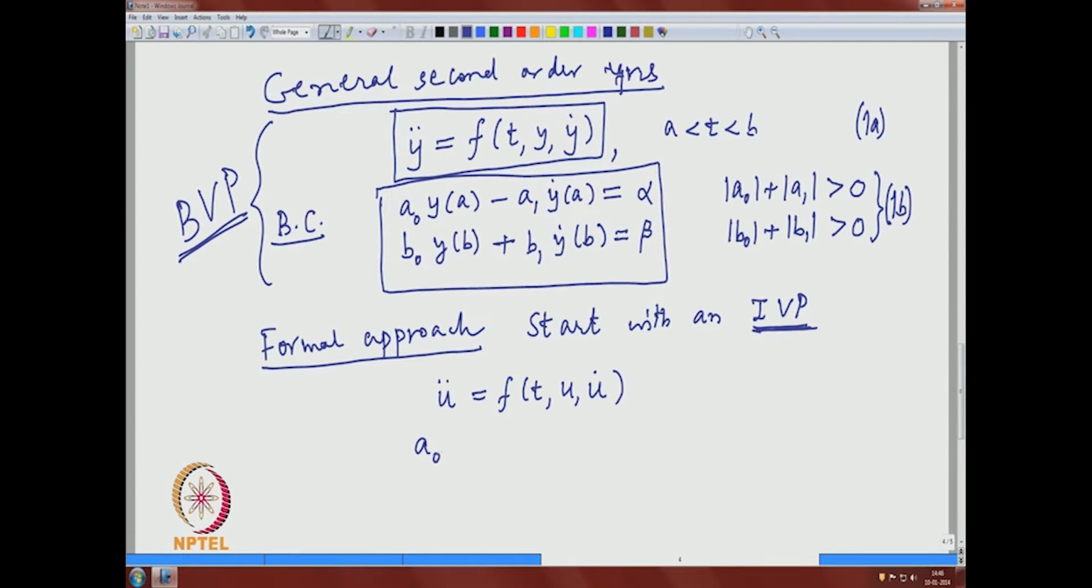So, a0 u(a) minus a1 u dot(a) equal to alpha, which is the same as the condition at a in the BVP. Okay. And now I will have another independent condition at a only, c0 u(a) minus c1 u dot(a) equal to s. Yes, and this s is at my choice. So, s is any real number for the time being. Okay.